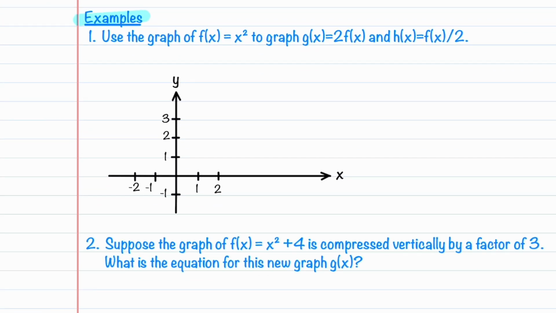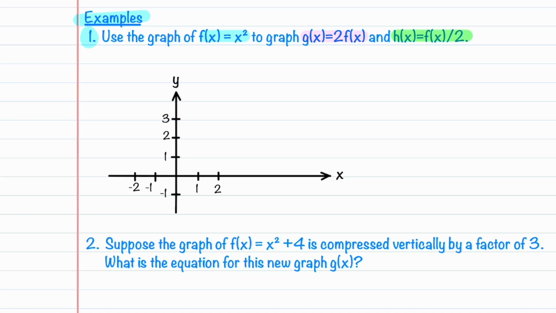Let's now look at 2 examples. In our first example, we have a different function than we did in the last 2 examples. We have the function f of x is equal to x squared, and we're going to use this graph to graph g of x is equal to 2 times f of x, and then h of x is equal to f of x divided by 2.